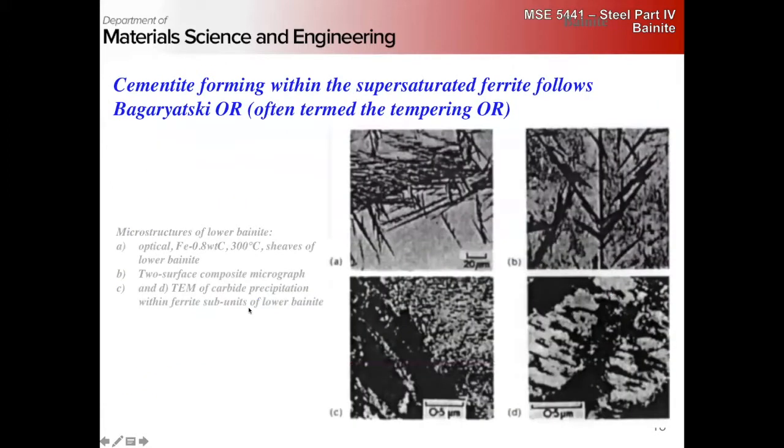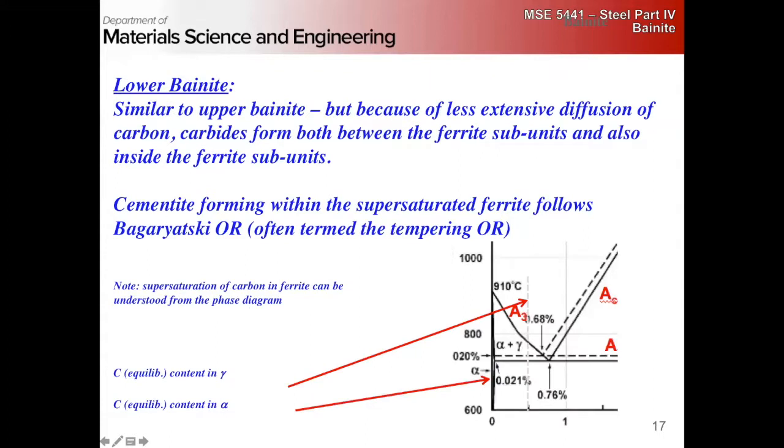So the cementite in the supersaturated ferrite forms with that Bagaryatsky OR, and I meant to look that up and I forgot, but I will definitely get to that. There was my notation for the orientation relationships for Widmanstätten might not have been 100% consistent, and so I want to go back and double check that because there were some questions.